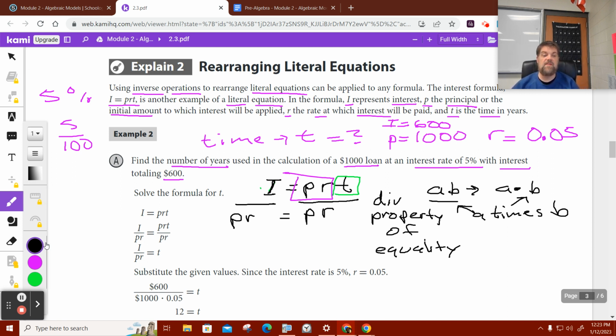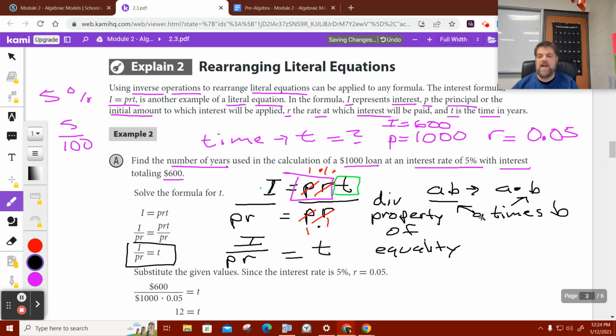Anyways, what's P divided by P? 1. So P divided by P is the same as 1 over 1. What's R divided by R? 1. So that's the same as 1 over 1. What's 1 times T? Just T. What is 1 times 1 on the bottom? Just 1. What's T over 1? Just T. But on this side, I've got the interest over the principal times the rate. That's where all this stuff comes from.